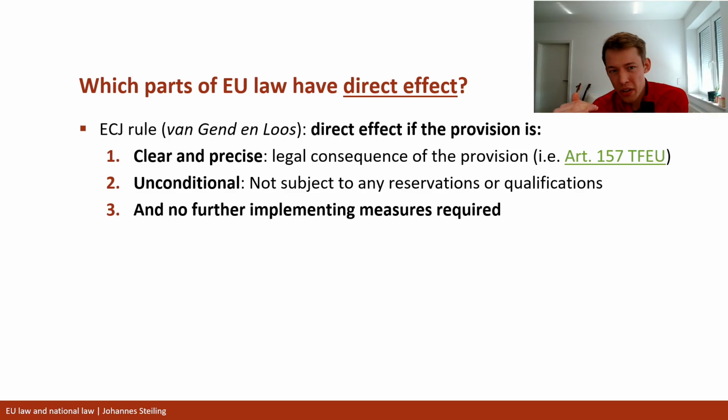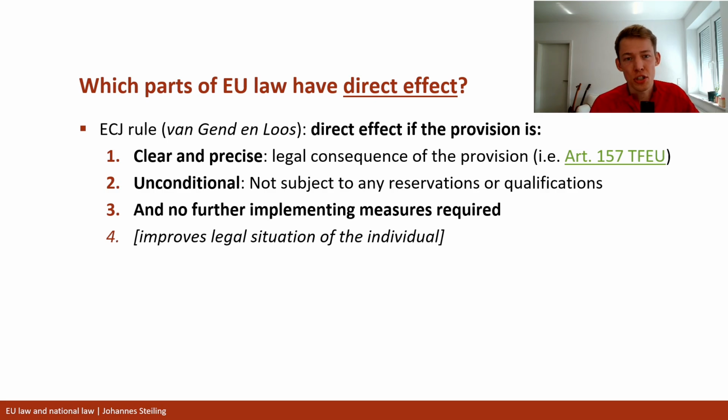And now the fourth one, which is sometimes classified as a requirement for direct effect, but which is a bit tricky, is that it improves the legal situation of the individual, or that the individual can draw a subjective right from this provision, like a claim. Now, this doesn't always make sense because, of course, if I want to sue my neighbor, like I want a claim for compensation, then if I want to rely on an EU law provision, the legal consequence of this EU law provision must be that I have a claim. So in that sense, yes, it has to give me a right.